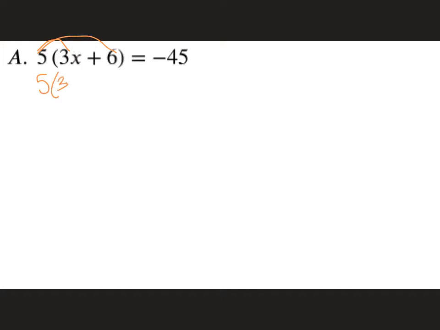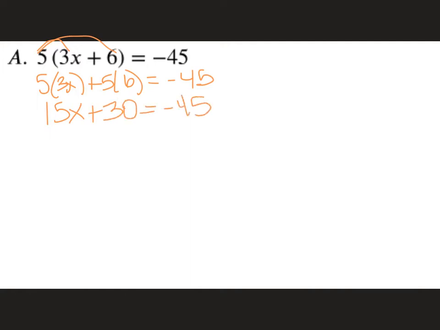For the sake of notes, I will write out exactly what we're doing here. Typically, if I were solving this on my own, I would just show that I'm distributing it and then write the next. I would skip this second line and I would just go to say 15x plus 30 equals negative 45. The biggest thing about distribution is making sure that you do distribute to all terms and whatever the sign of the leading coefficient is.